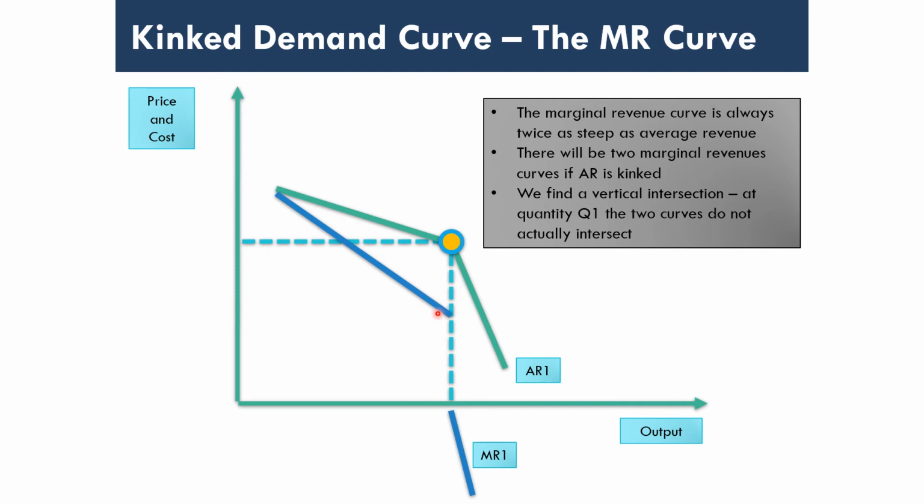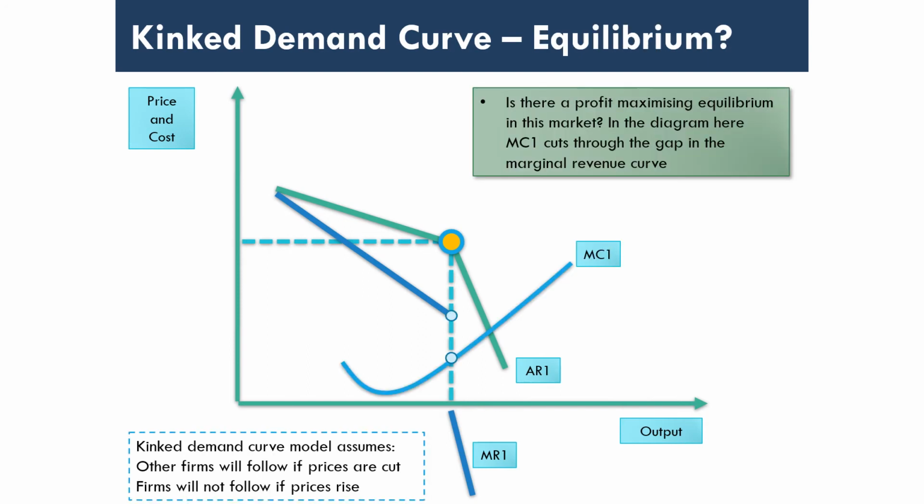When it's elastic, we contribute more to revenue when we cut our price, and as soon as we move to the inelastic part of the curve, when we cut prices further, we're actually reducing revenue. So we have an intersection here where the marginal revenue curve effectively goes down and then jumps down to here.